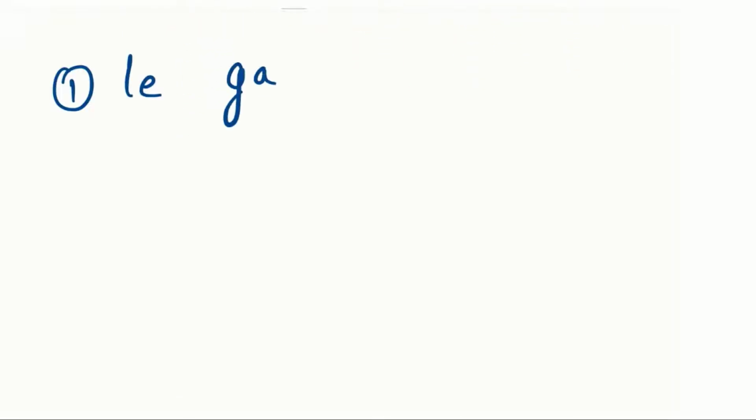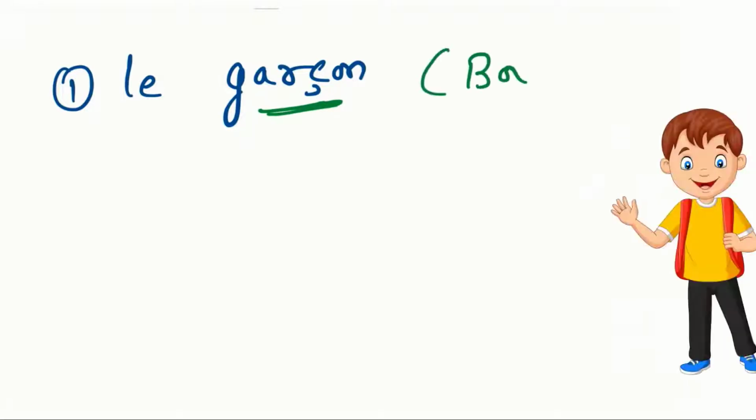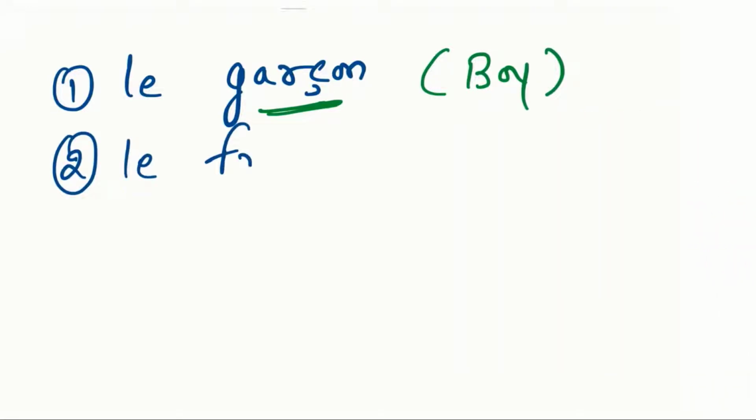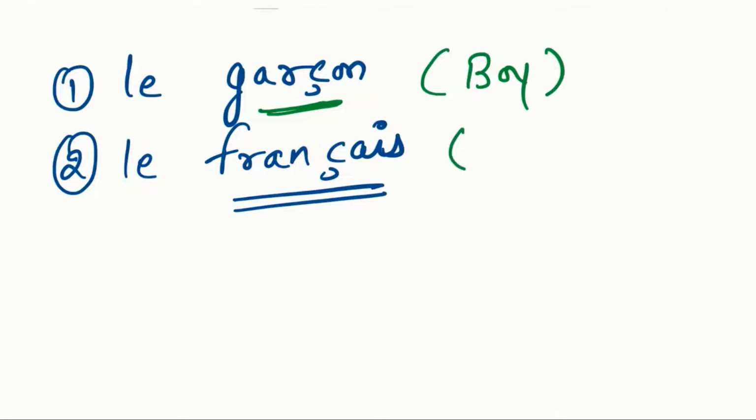Le garçon. See, if you are not putting this sign, then it will be "le garkon", and that will be wrong. The pronunciation will be wrong. So, le garçon, the meaning is boy, the boy. The next one now. Le français, and the meaning is French. This is a masculine word, okay? Le français. If you're not putting this sign under C, this is attached with C. If you're not putting this sign, then it will be "frankais", and that will be wrong. Okay, let's see the third one now.